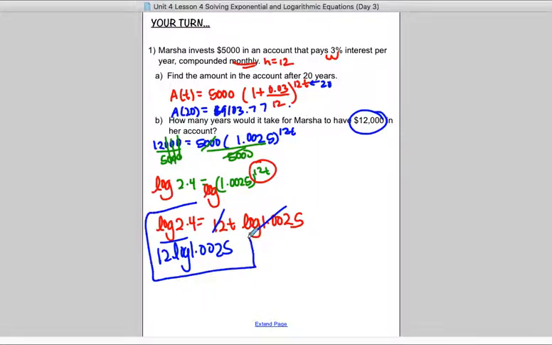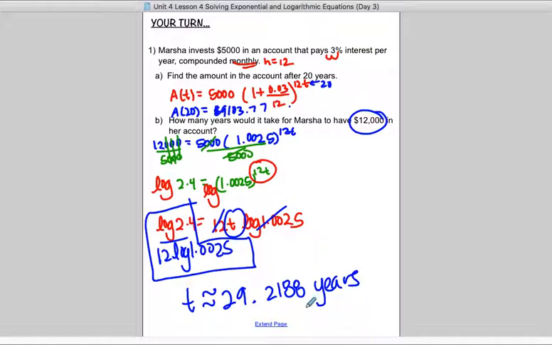So I'm going to type this part in to figure out what t is. So I have log of 2.4 divided by, and then make sure you put the entire bottom in parentheses, 12 log 1.0025. And when you do that, we solve for t. This is years, so at least 3 decimals. We would have 29.2188, I'm going to do 4 decimals. And then this is in years. So it would take 29.2188 years.